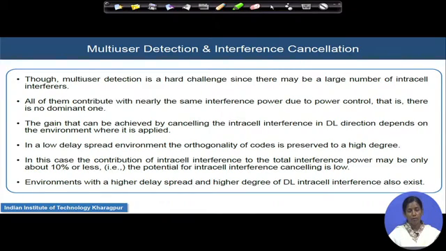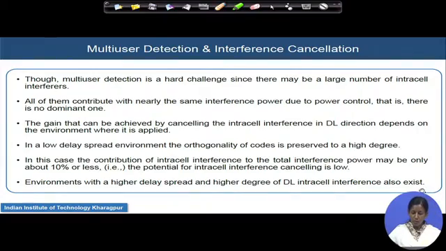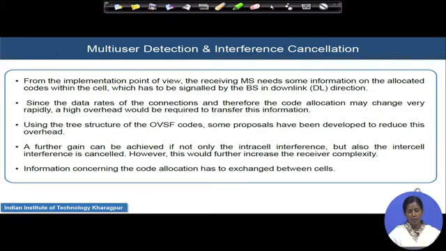But if you are in a high delay spread channel, there a higher degree of downlink intra-cell interference also exists, and you have to really take care of devising a mechanism to detect and cancel it.